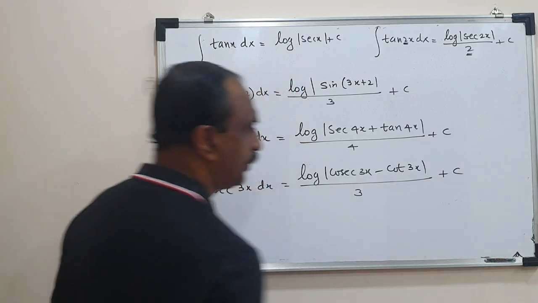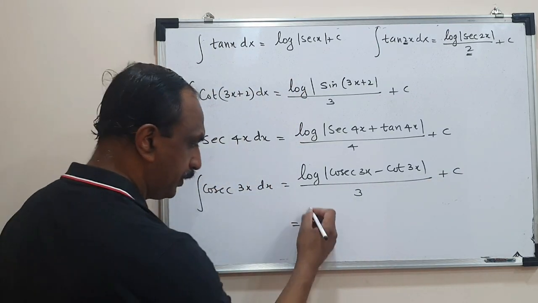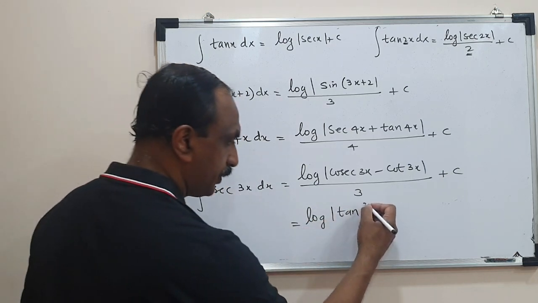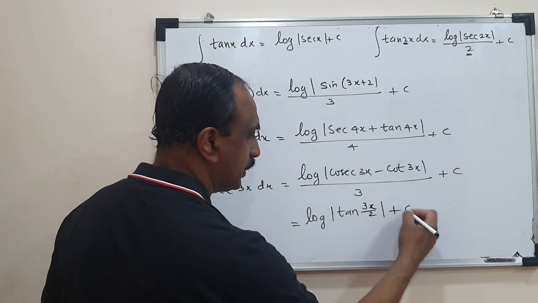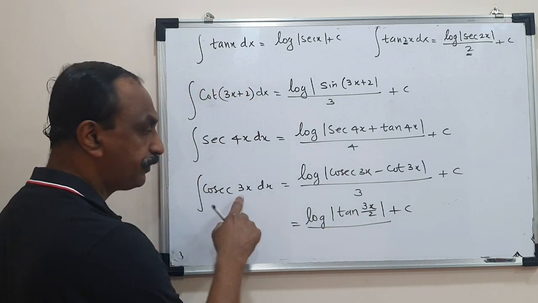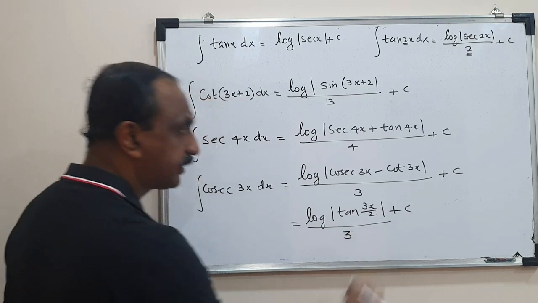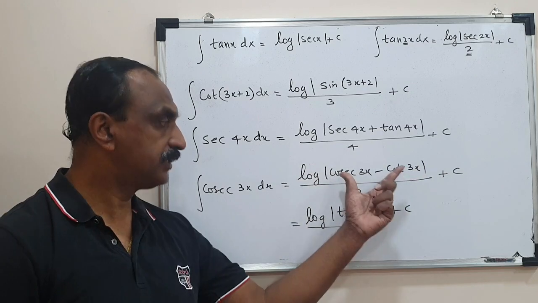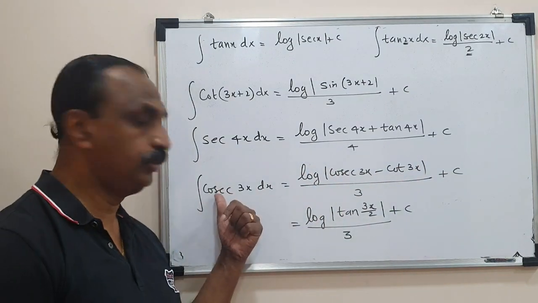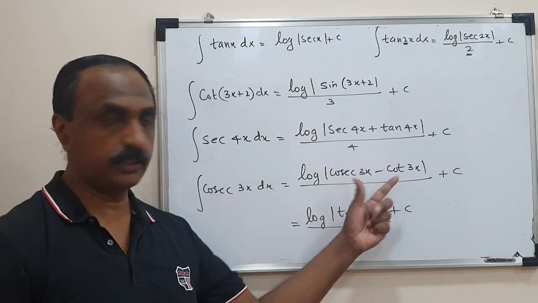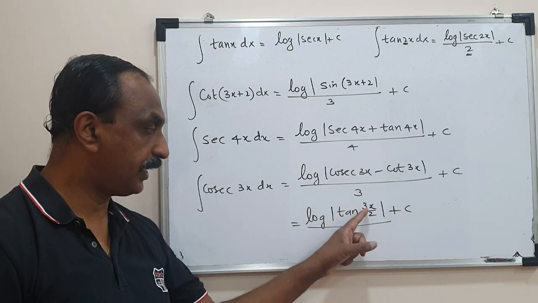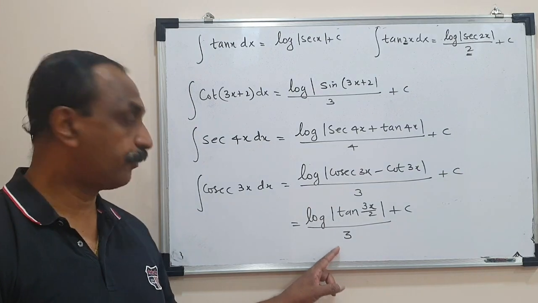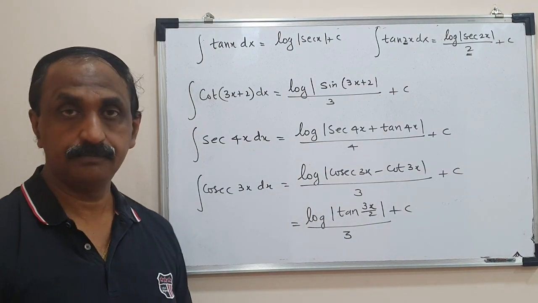This is one formula. There is also another formula: log of tan of 3x by 2 plus c, divided by the coefficient. Don't divide by 3 by 2. Divide only by 3. You need to divide by the coefficient of x. Whenever you have a doubt, just differentiate and see whether the answer is coming back to cosec 3x. That's a very important thing, because often we have a doubt: should I divide by 3 by 2 or by 3? You need to divide by the coefficient of x in the question and not the answer.